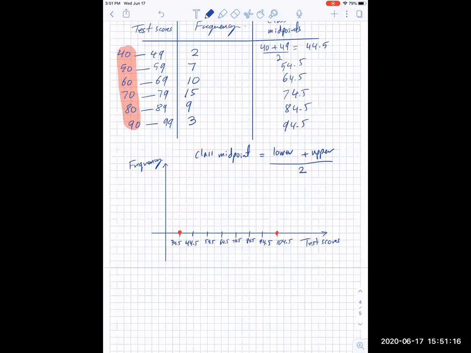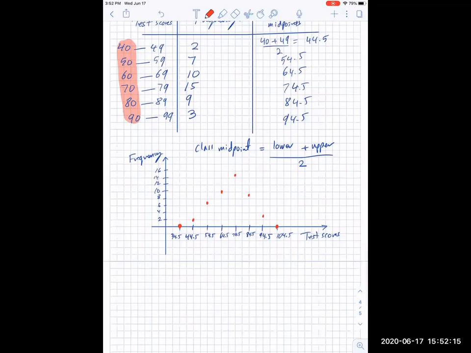And then the frequencies. The 44.5 represents this class with a frequency of 2. 54.5 is 7. 64.5 is 10. 74.5, the frequency is 15. 84.5, the frequency is 9. 94.5, the frequency is 3, and then the last one is 0.